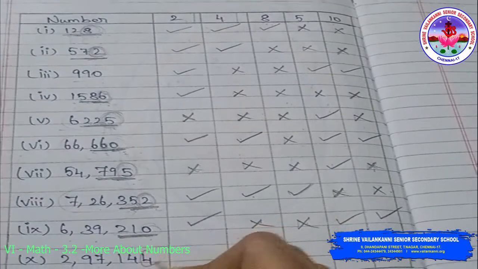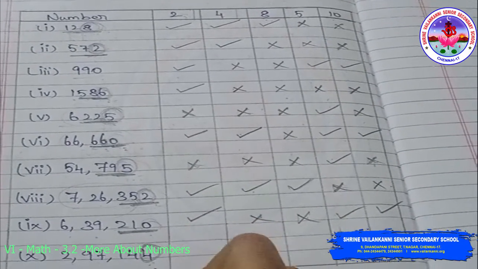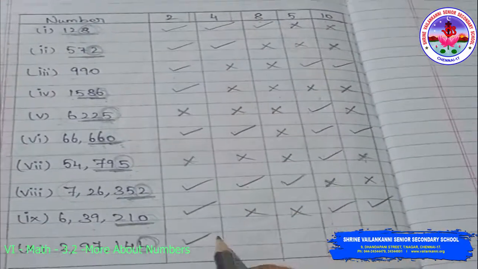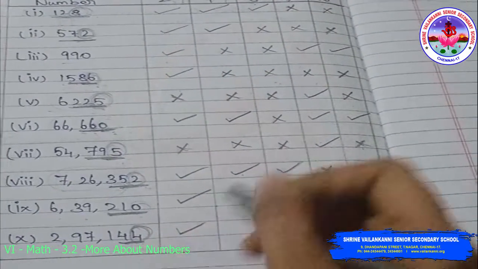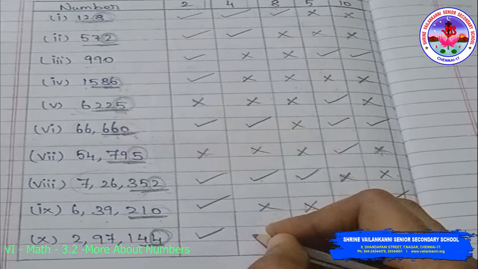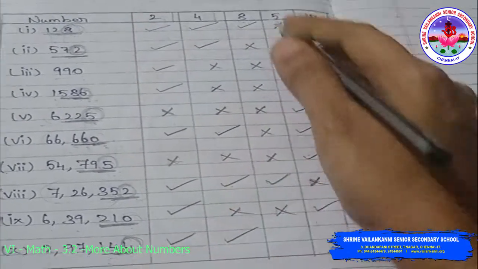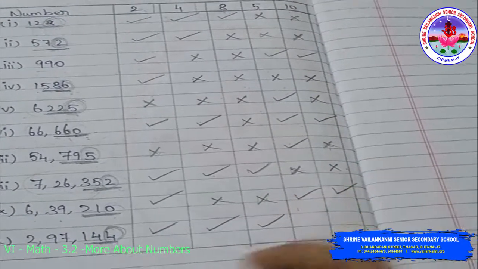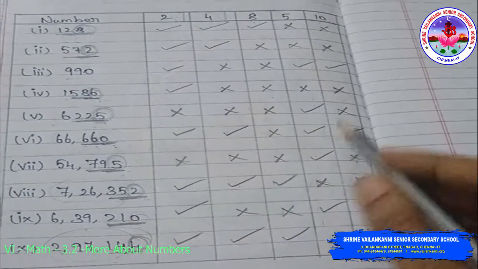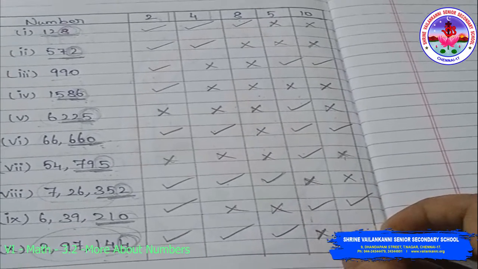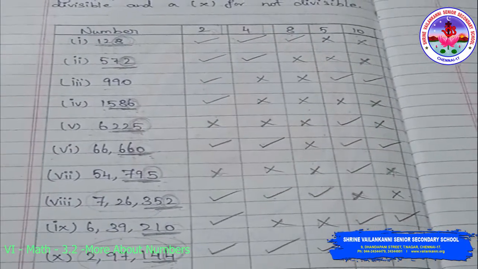The 10th question, 2,97,144. Divisible by 2. Check the last digit. The last digit is even, so it is divisible. Next, divisible by 4. Check the last 2 digits, 44. It is also divisible by 4. For 8, 144 is divisible by 8, so this number is divisible. Next, 5, not divisible, and 10 is also not divisible.